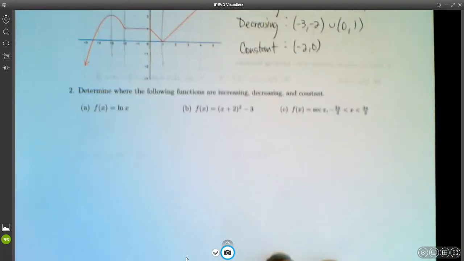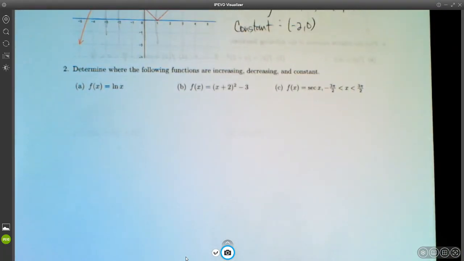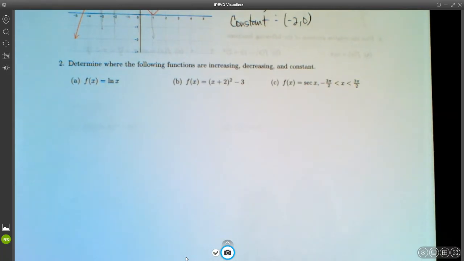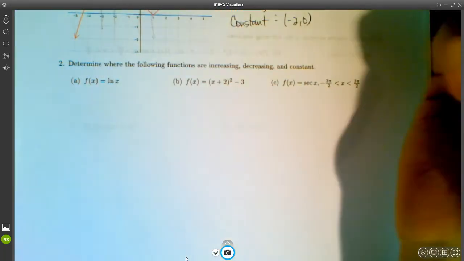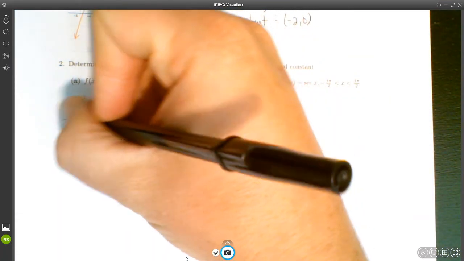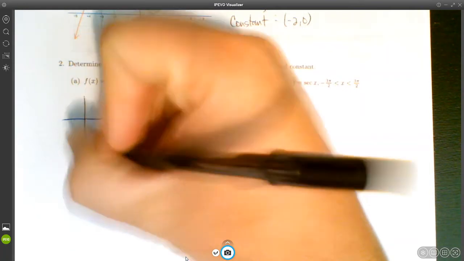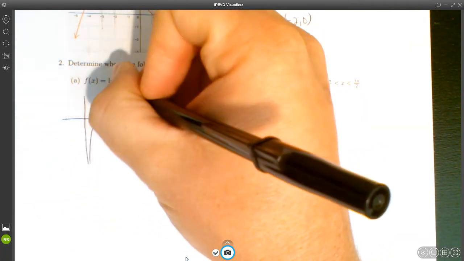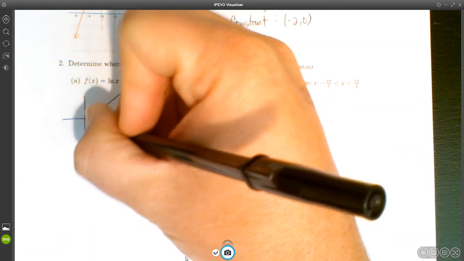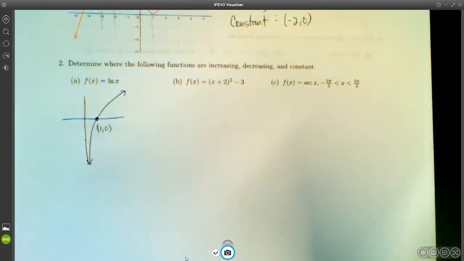Let's say that you didn't have a picture, though. We could still determine where the function is increasing, decreasing, and constant. Probably the easiest way to do it is to graph the function if we can. So, natural log of x. I know that natural log of x looks something like this. It crosses the x-axis at the point (1, 0), but that's basically what ln of x looks like.